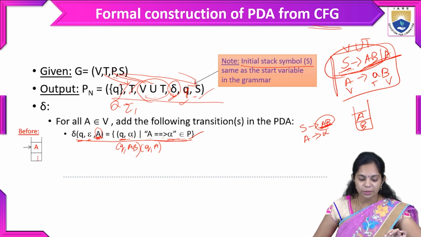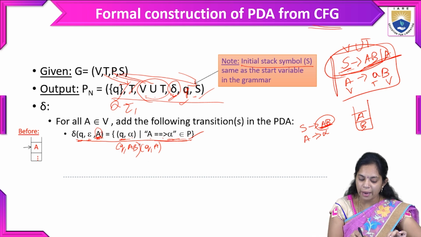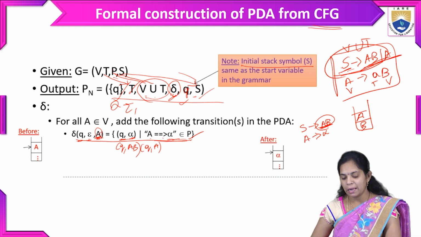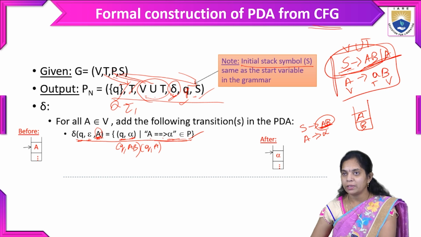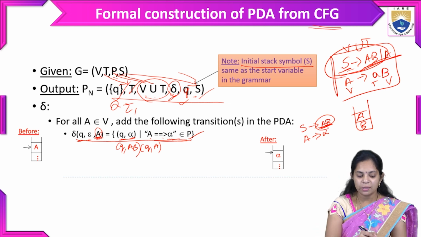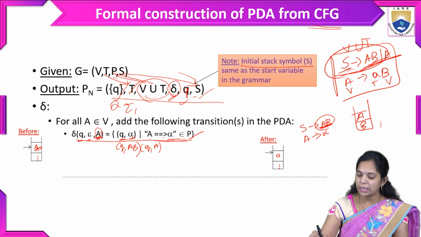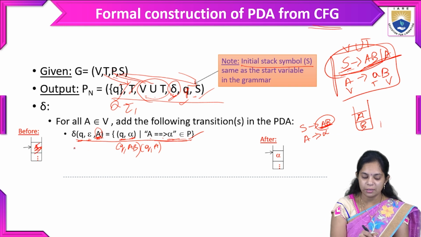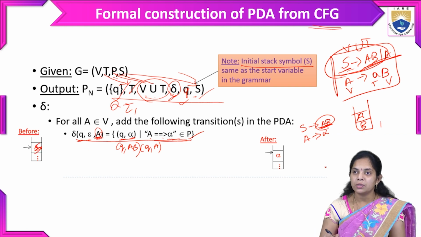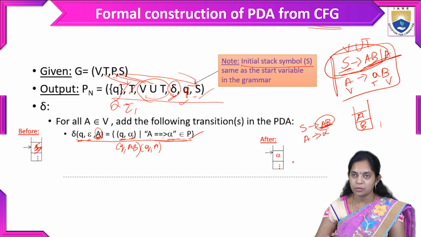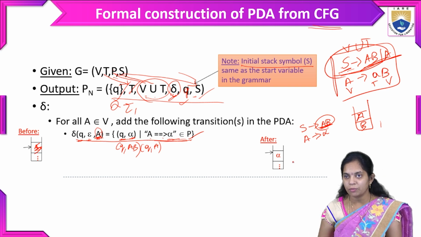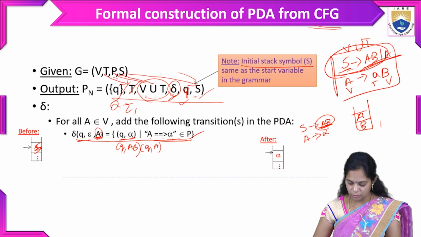And before the conversion, A is there, and after, alpha we are replacing in the production on top of the stack symbol. So we have to write this alpha. Here we have already written AB instead of this A, and instead of S here we are writing AB. So this is before and after. Based on the production rules, we have to follow the moving of these symbols into the stack.